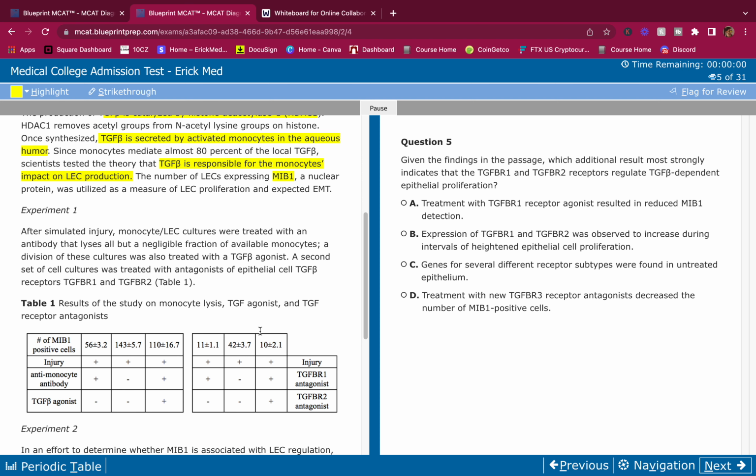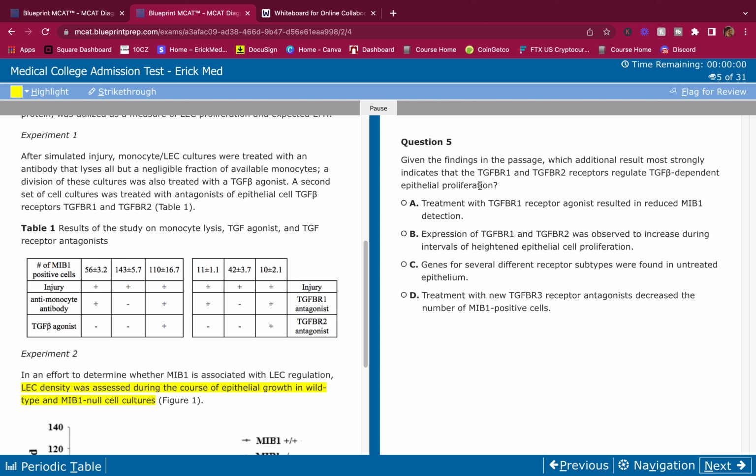All right, let's see here, guys. If we treat with an agonist, that's going to result in increased M1B1 detection. Remember, that's an agonist, not the antagonist. The antagonist is going to reduce M1B1. And this is also shown in the table here. This is the number of M1B1 positive cells.